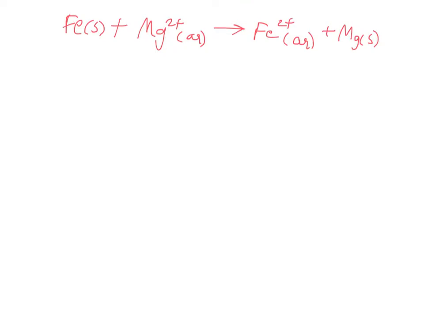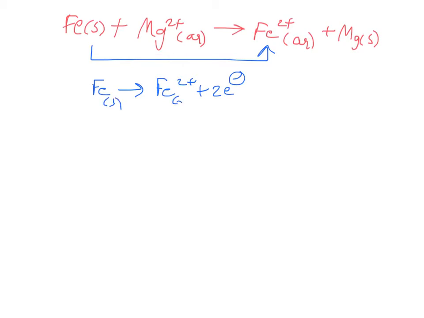Let's see if we can use that to predict the spontaneity of a redox reaction. The question given here is that you have been given an equation, and you have to look up the table and see if this reaction, the way it's written, is going to be spontaneous or not. So hopefully you can see that here I have iron, which is becoming iron 2+. So we are suggesting that iron is going through an oxidation reaction with the loss of 2 electrons, and magnesium 2+ is going to gain electrons, giving you solid magnesium.